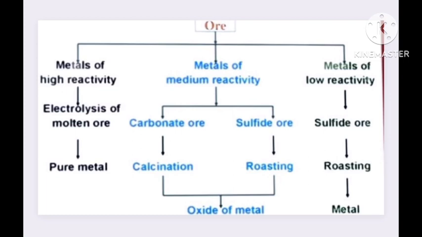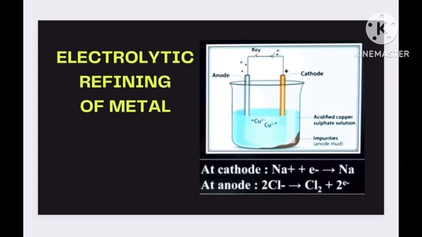Now, when we get the metal from their oxides, the metal produced by various reduction processes is not very pure. Still, the metals may contain some impurities which can be removed to obtain pure metal. So, various methods are used to obtain the pure metal. One of them is electrolytic refining.